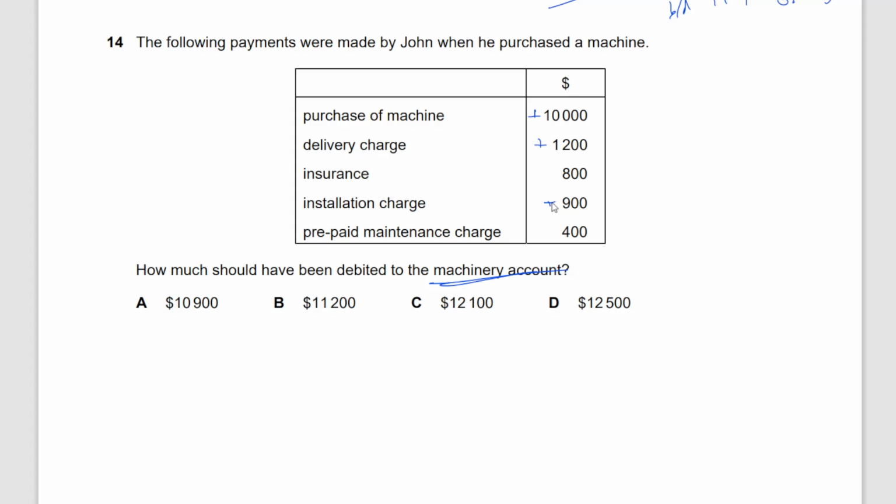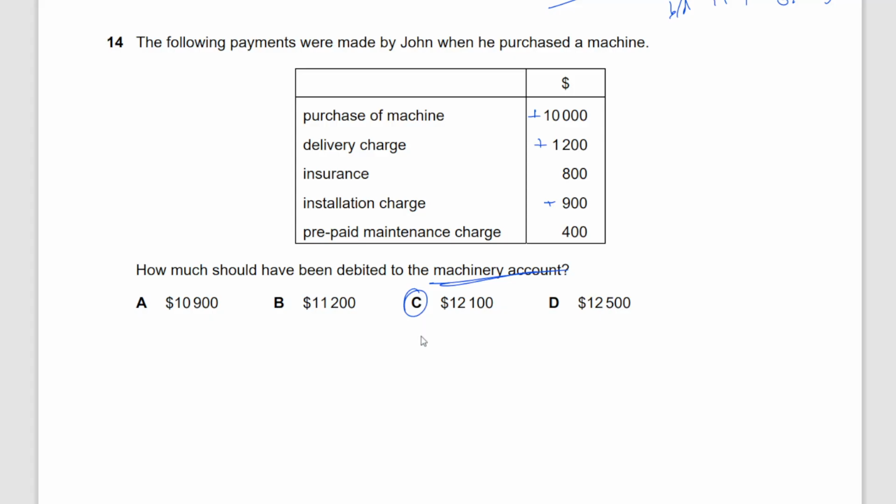What is capital expenditure? It is the cost of purchase of a non-current asset, and the delivery cost, and the cost of installation of that asset. Okay. Prepaid maintenance charge, again, that is maintenance. Although it's prepaid, it's maintenance. It's going to keep happening. It's a revenue expenditure. And so in total, if you add 10,000 plus 1,200 plus 900, it gives us 12,100.